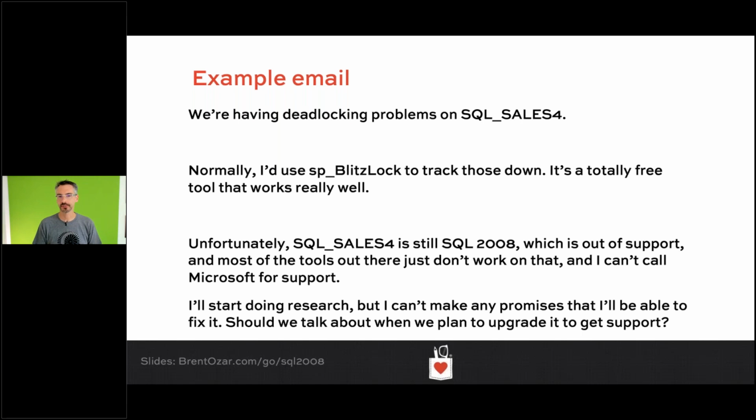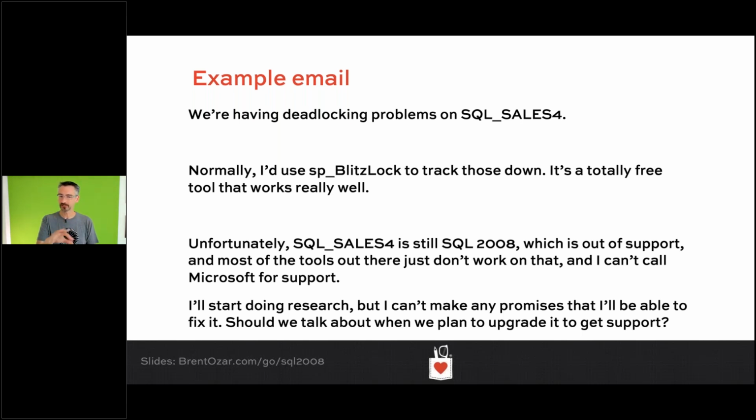Normally I'd use this stored procedure sp_BlitzLock to track it down. It's totally free, it works really well, but it only works for SQL Server 2012 and newer because it only supports versions that Microsoft supports. We're on a version that Microsoft doesn't support, and most of the community tools that are out there don't actually work. So I'm going to start doing my research. I'm going to start going back through the golden oldies of my library, and maybe I'm going to be able to track something down. I can't make any promises, and I can't call Microsoft for support.